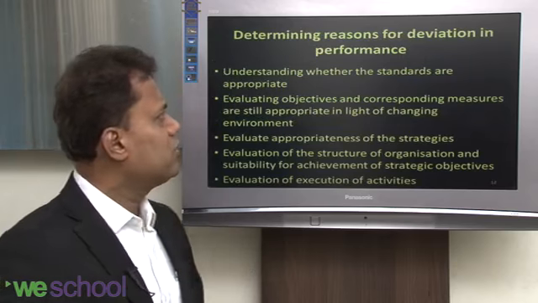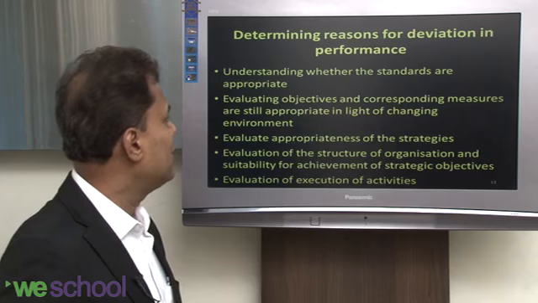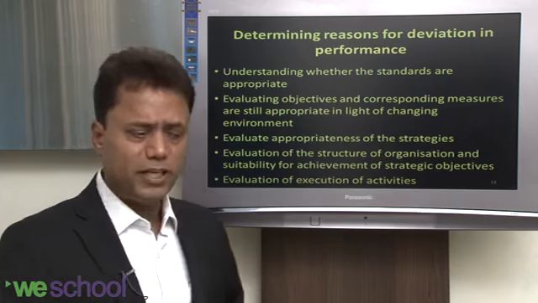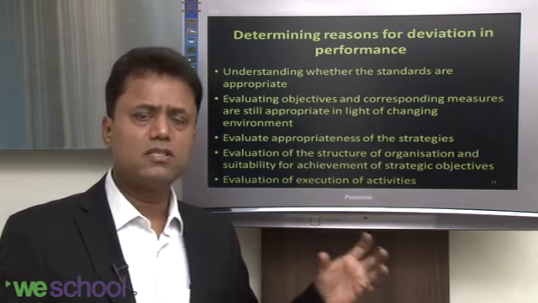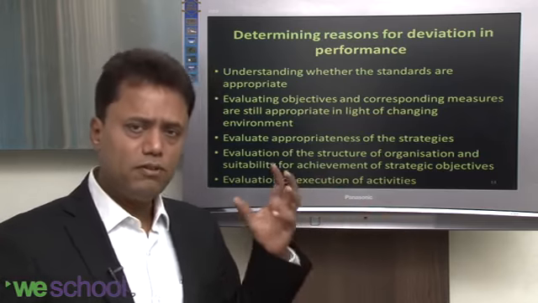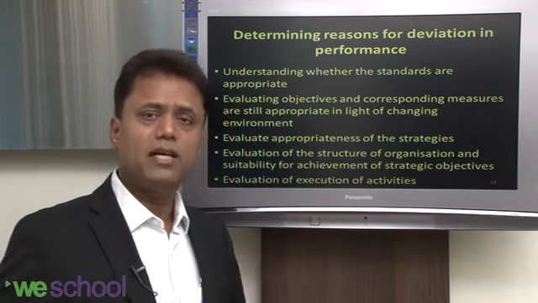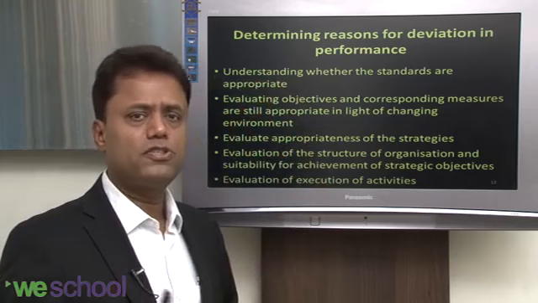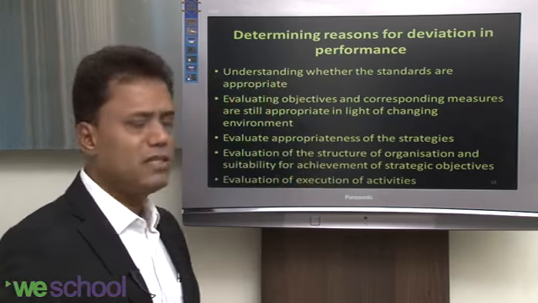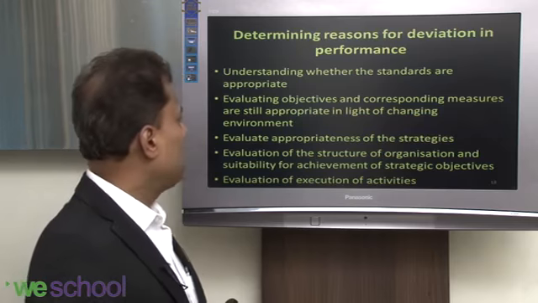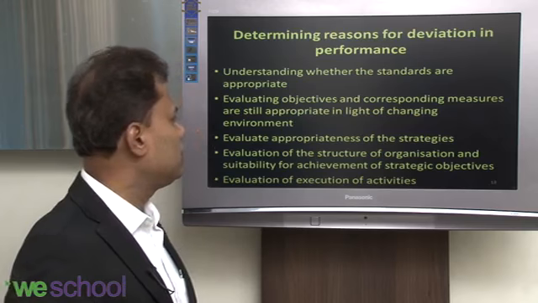So what are the deviations, what are the reasons for deviation in the company performance? Understanding whether the standards are appropriate, whether they are relevant. So you need to first identify those standards and controls. If you don't set it properly, then there are chances that it might become irrelevant during the course of execution. So you need to understand whether the standards are relevant, appropriate. Evaluating objectives and corresponding measures are still appropriate in the light of changing environment.